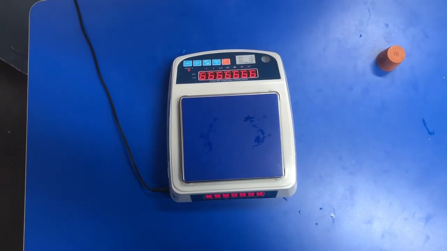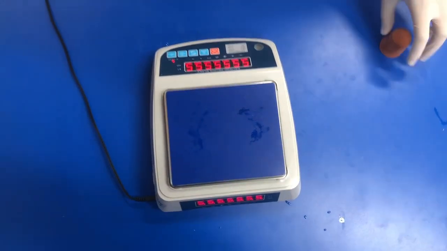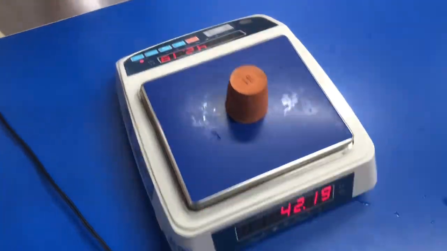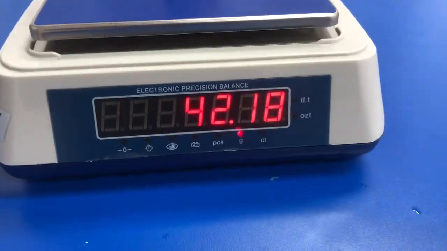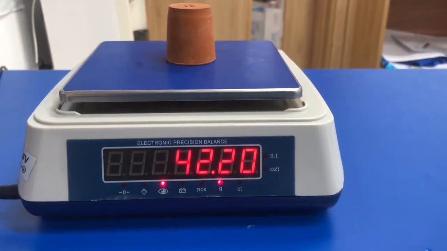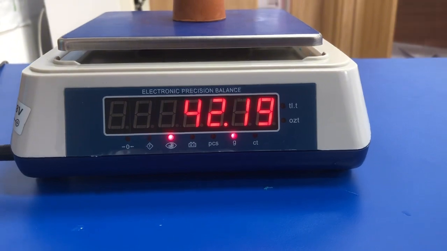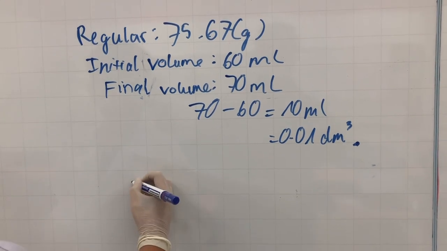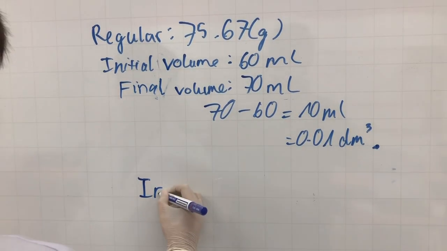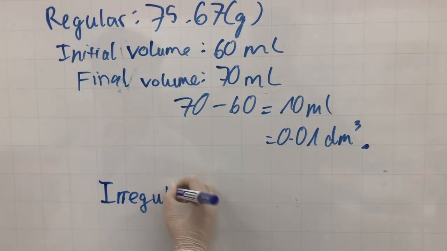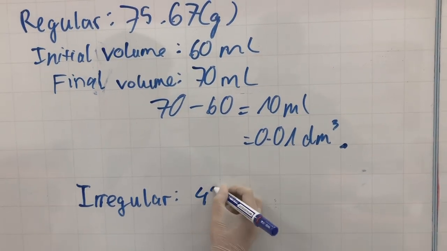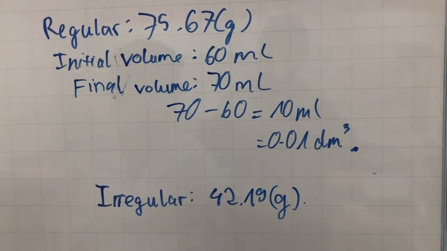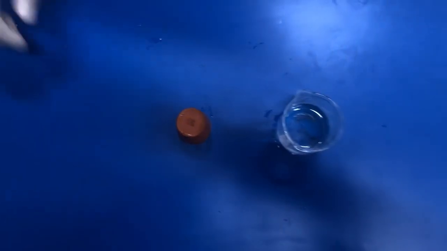So now we're gonna measure the mass of our irregular object. So now I'll turn the balance on until it gets to 0. Then put the object on the balance. Then record the number shown on the screen. So just see here it is 42.19. So here is the mass of our irregular object. It is 42.19 gram.